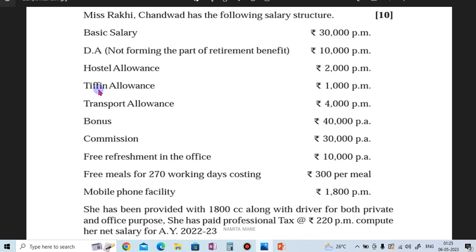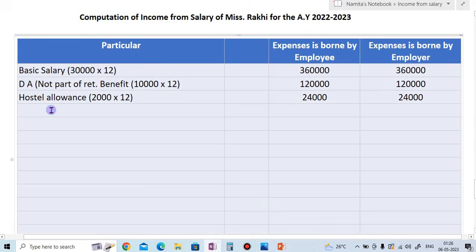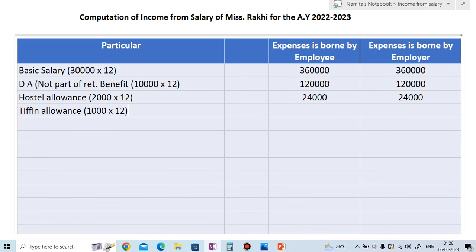After hostel allowance, tiffin allowance. How much is the tiffin allowance? 1,000 per month. So these are all the allowances. So tiffin allowance, 1,000 multiplied by 12, 12,000.